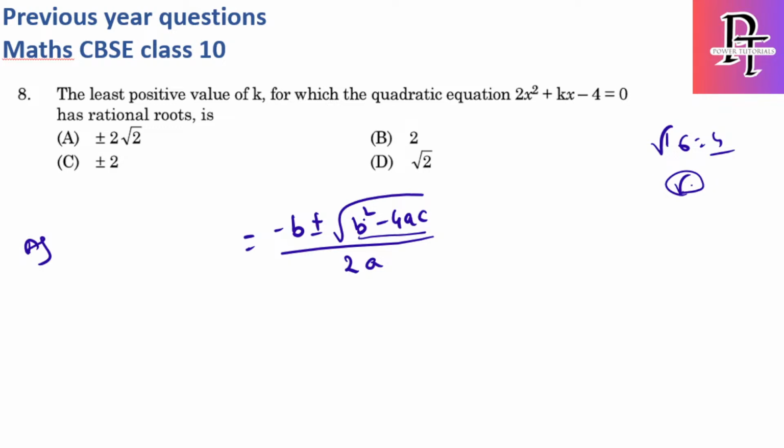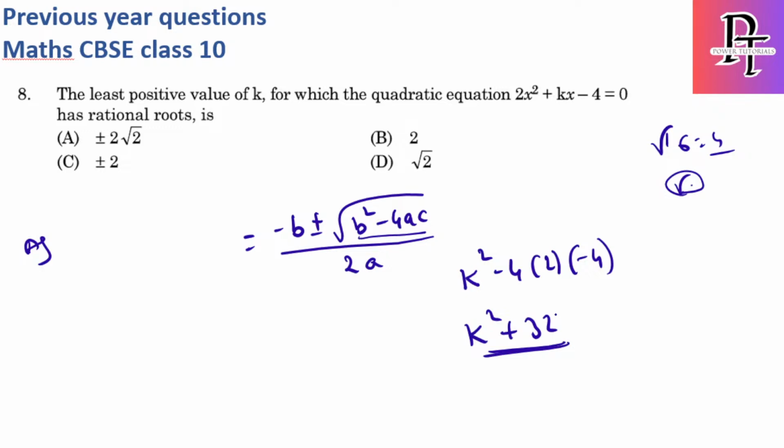So hence root of b square minus 4ac should be a square value. Okay, so let's substitute that. So b square is k square minus 4 into a value, which is 2, into c value, which is minus 4. So k square plus 4 into 8, 4 eights are 32. K square plus 32 should be a square number.